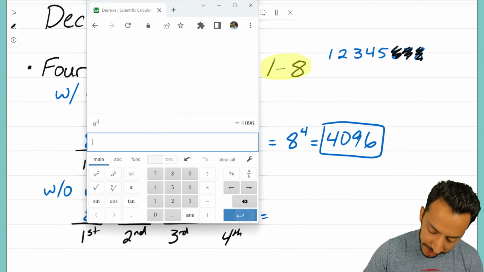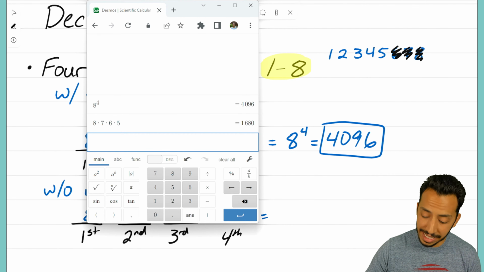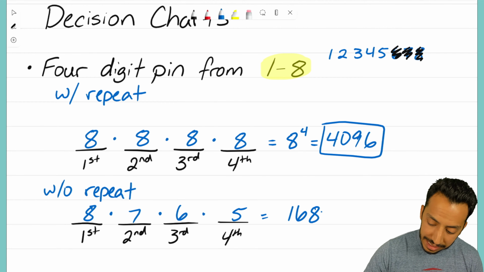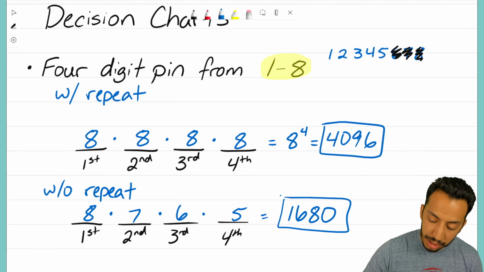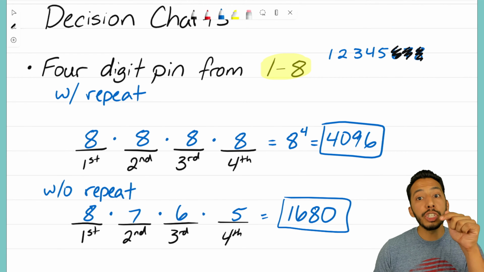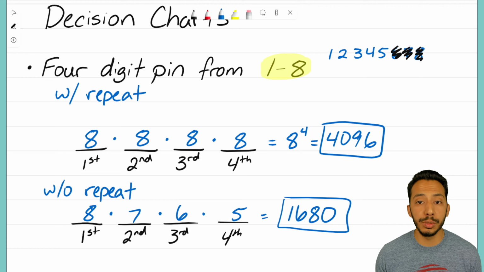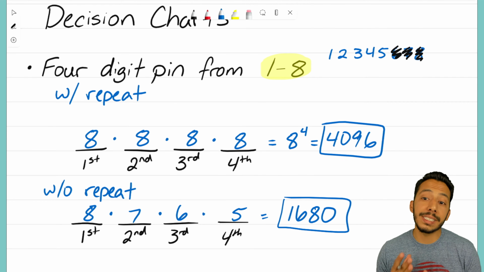8, whoops, I still have the old one in. 8 times 7 times 6 times 5. And we see that number has decreased now to 1,680 choices, right? Well, hopefully we're seeing that this number should always be less than when we allow repeating. When we allow repeating, we have a lot more options to choose from. When I take out repetition, that number is going to decrease because a number can't show up more than once. Okay, I hope that's starting to make a little sense for you.